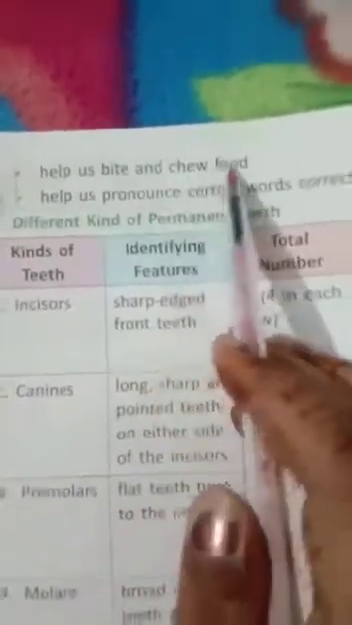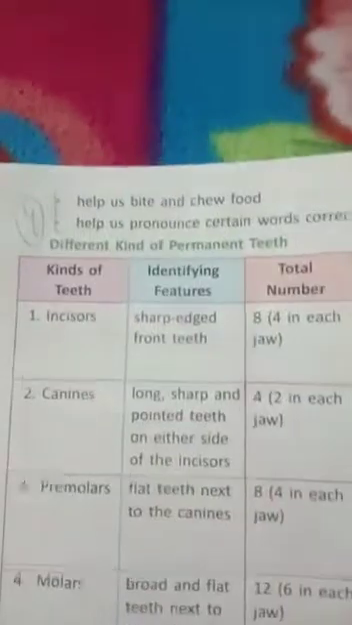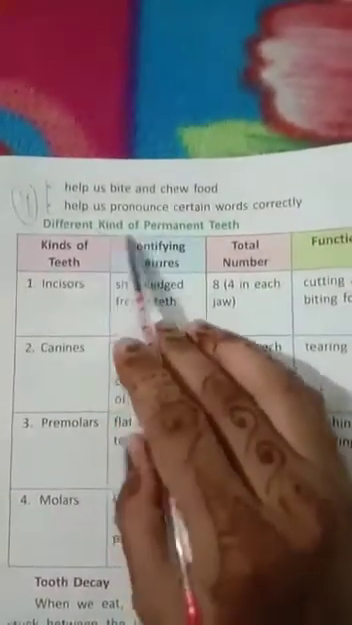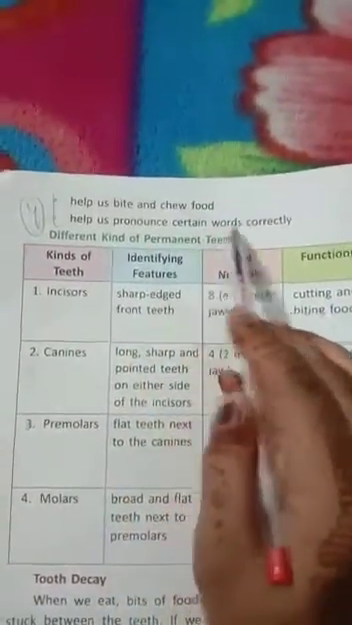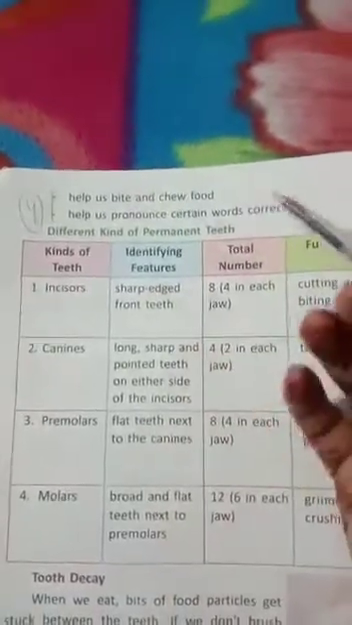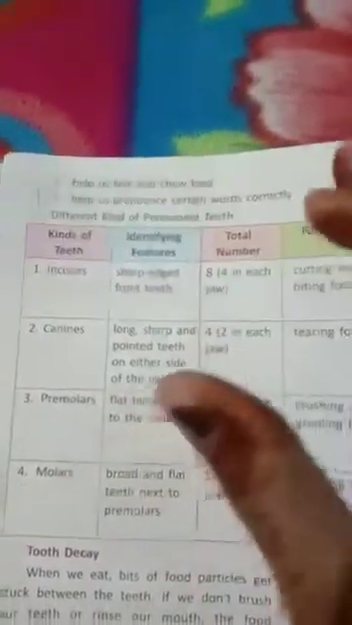Teeth help us to bite and chew food. With the help of teeth you have to bite and chew food. They help us to pronounce certain words correctly. You have to pronounce certain words correctly with the help of your teeth.